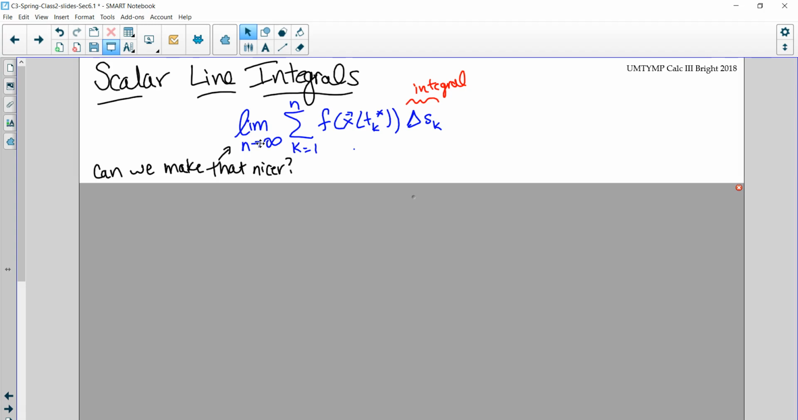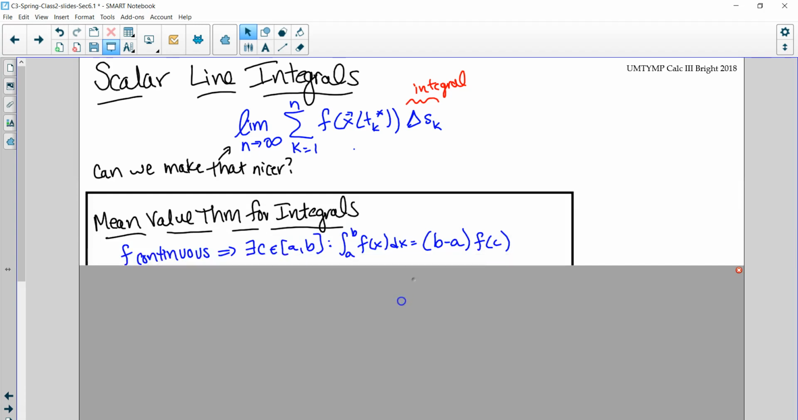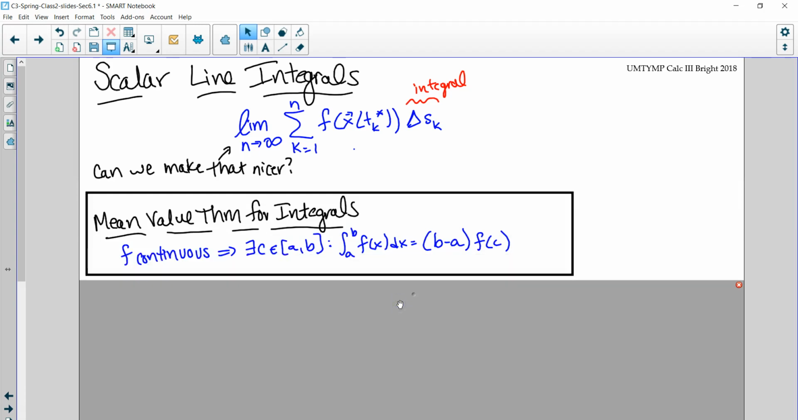Great. Can we make this nicer? You're probably thinking, Professor Bright, if you're asking this question, let's just get on with it. Before we do that, I want to remind you of something we talked about way back in Calc 1. If we had a continuous function, that meant there was some point in our interval such that the integral is the same as the difference in the bounds times the function at that point. Now, how does that help us here?